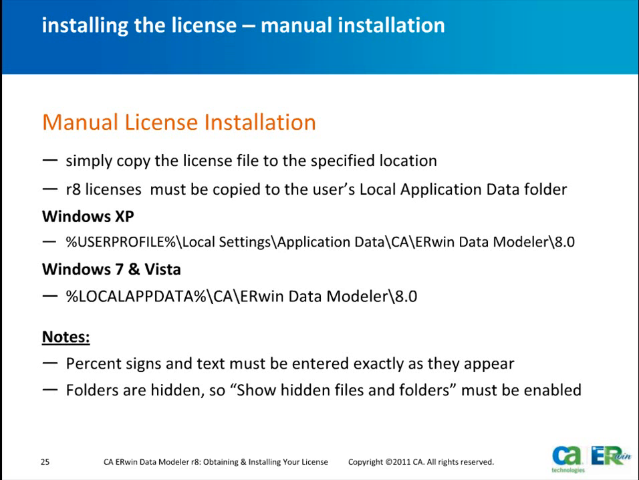If you prefer to install a license manually, you just copy the license file to a specified location under the user's local application data folder, also known as the non-roaming application data folder. The location for that folder can vary, but the defaults for the most common Windows versions are shown here. When entering the destination path, be sure to enter the text exactly as it appears, including the % signs. It will expand to the appropriate location for the current user. Note these folders are hidden, so the option to show hidden files and folders must be selected. Once you've located the folder, simply copy the license file there, and ERwin Data Modeler will be licensed and ready to use.